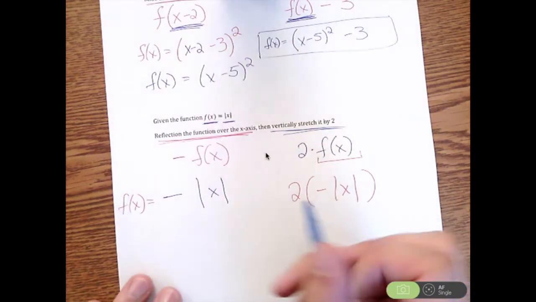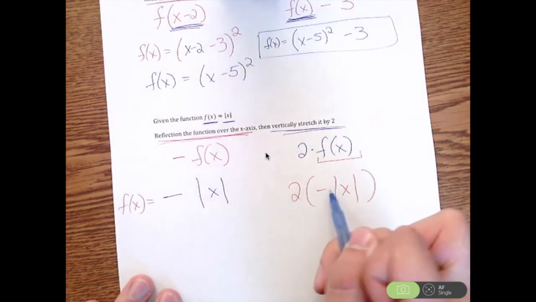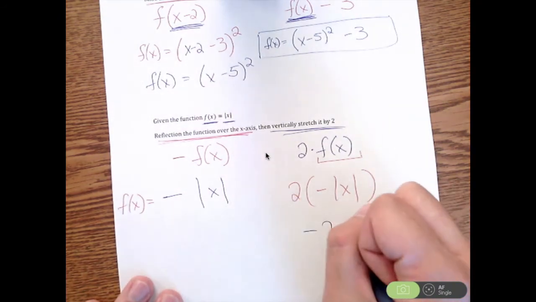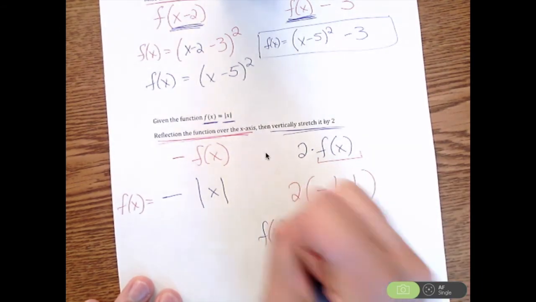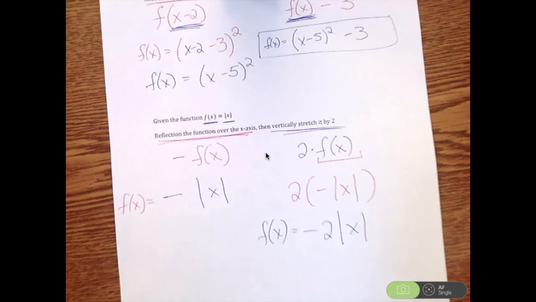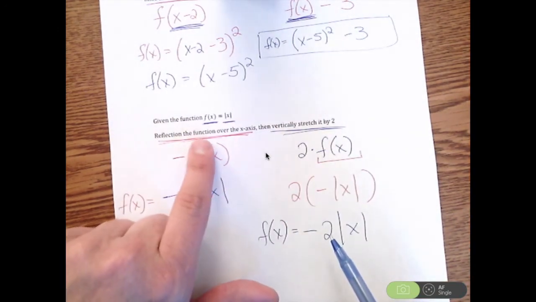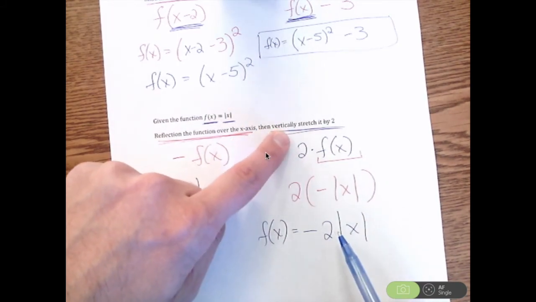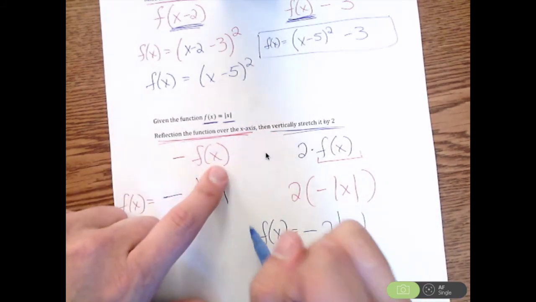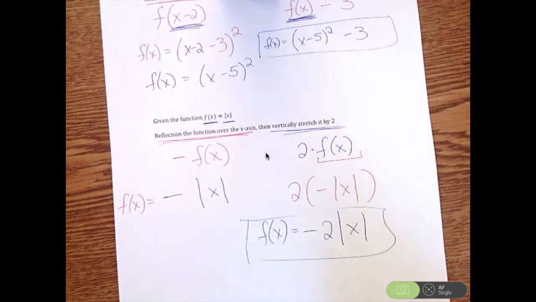Last thing I want to do is try and simplify this. I can actually do 2 times this function. I'm going to end up with negative 2 absolute value of x. That is my new function f of x. This reflects a transformation of a reflection over the x-axis, as well as a vertical stretch by 2. That concludes performing transformations on functions.